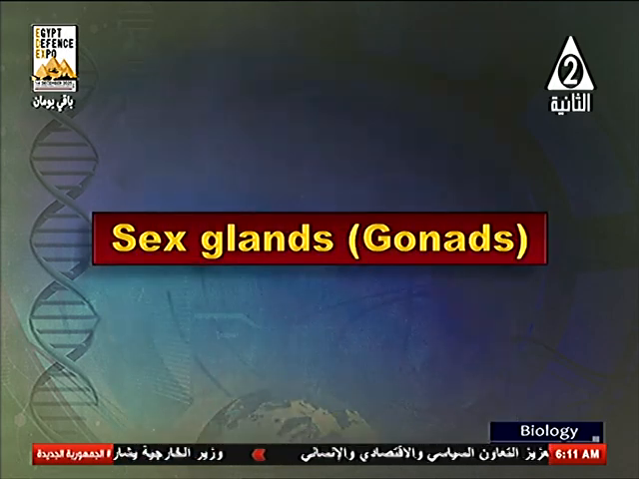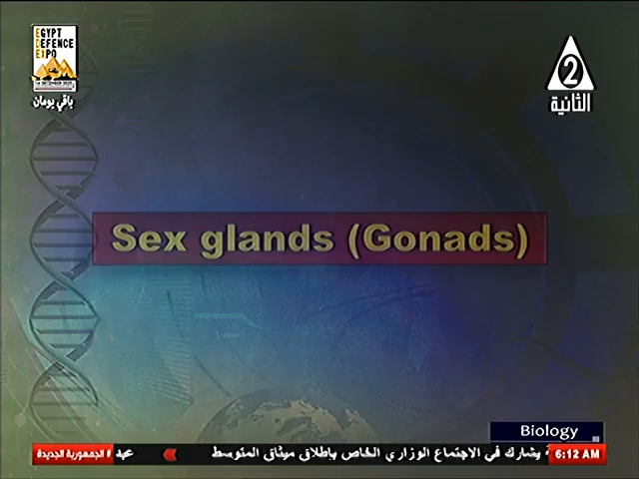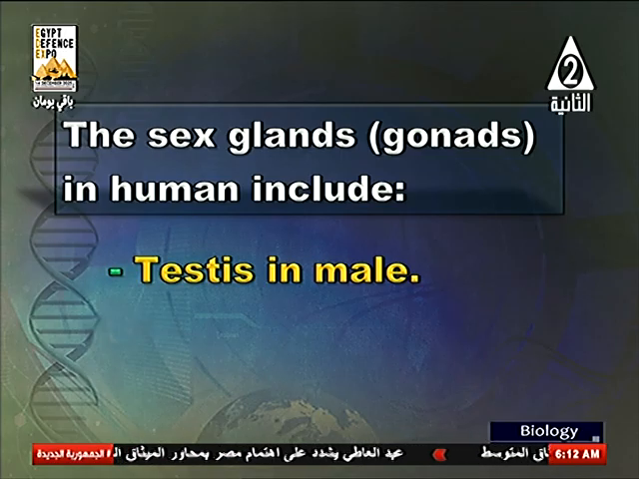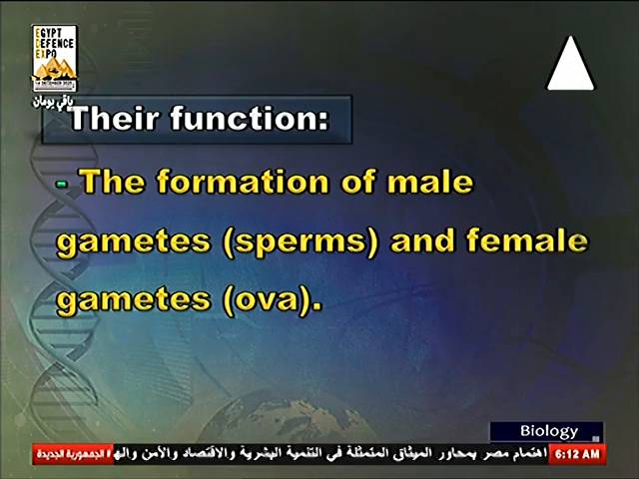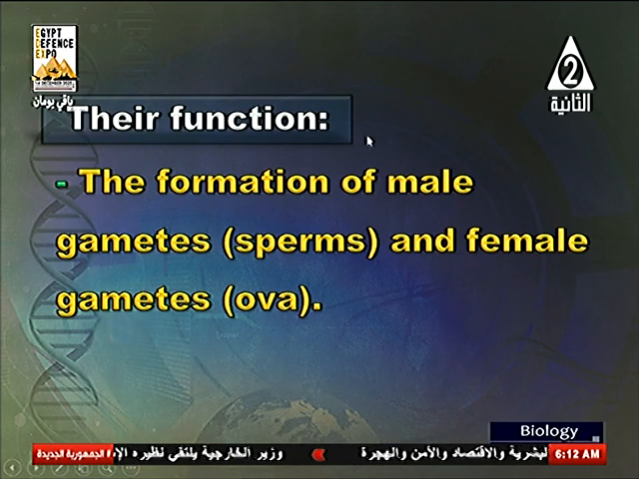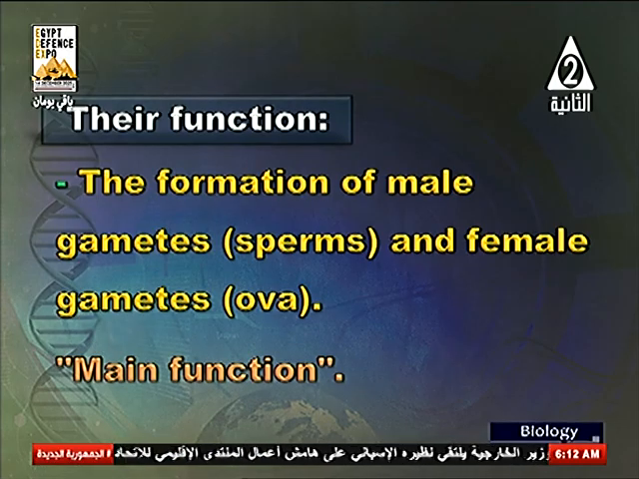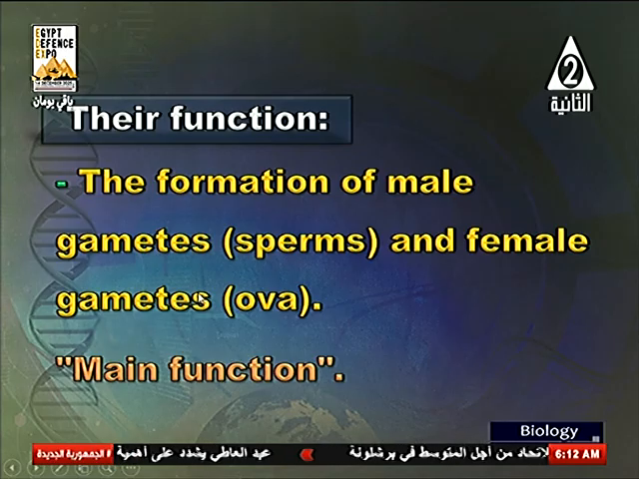Okay, now we will speak about sex glands, gonad glands. It is another type of endocrine glands. The sex glands or gonads in humans include testes in males and ovaries in females. What is the function of testes or ovaries? The formation of male gametes, sperms, in testes, and female gametes, ova, in ovaries. This is the main function.